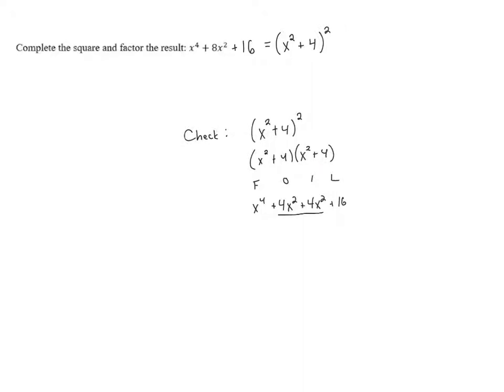And then if we combine the like terms, we end up with x to the fourth plus 8x squared plus 16, which is what we had after we completed the square. So we know that that is the correct factorization, and we know that that's a perfect square. And so our answer is going to be that adding 16 completes the square. And when we factor it, we end up with x squared plus 4, quantity squared.